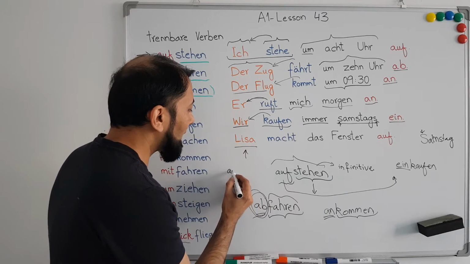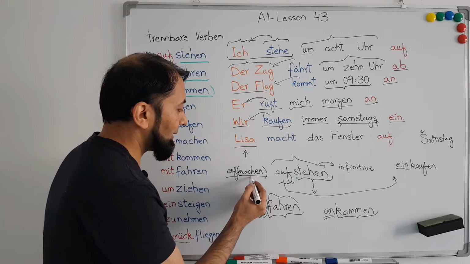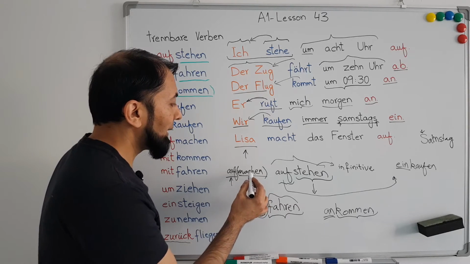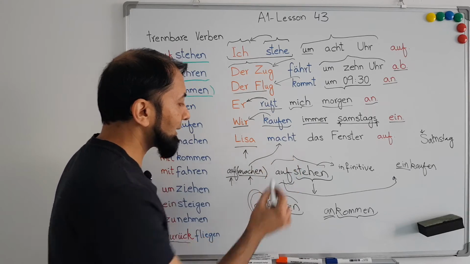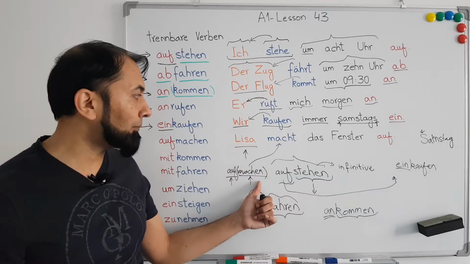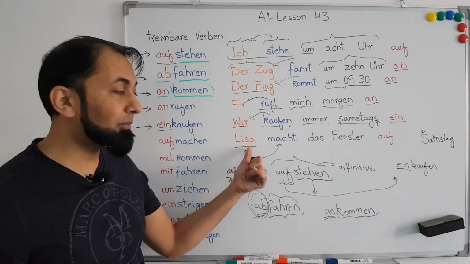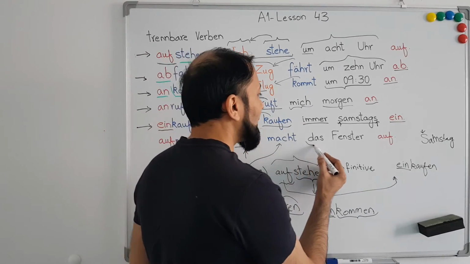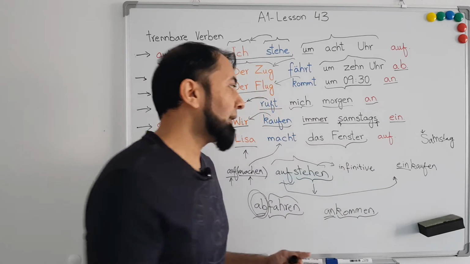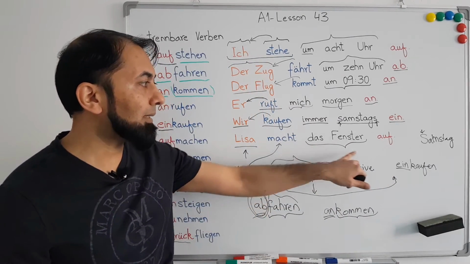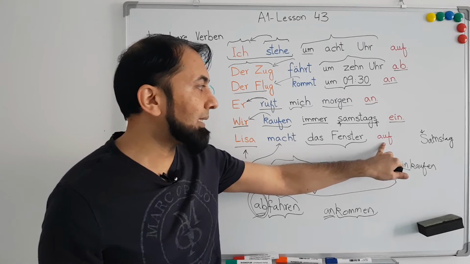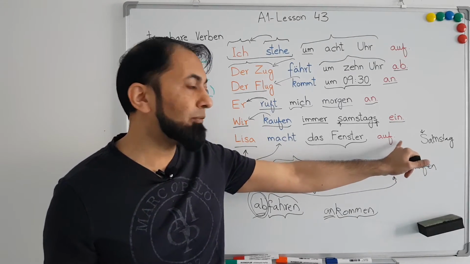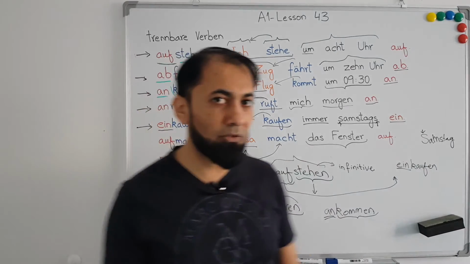Then aufmachen consists of this infinitive form and this prefix. What you have to do is conjugate this machen, the infinitive form, with respect to the subject, which is Lisa, so it will become macht. Now what is she opening? She is opening a window, das Fenster, and we know that the prefix will go at the last position of the sentence, so we have used auf at the last position of the sentence.